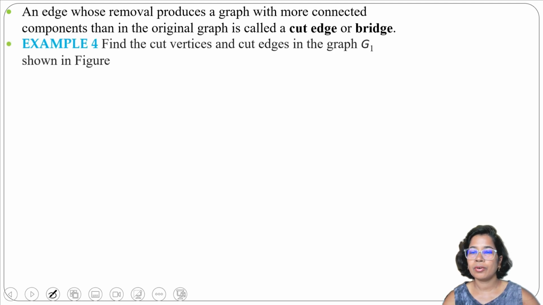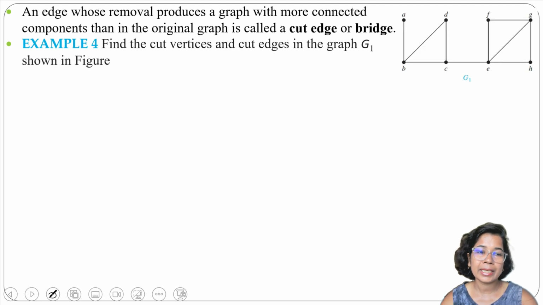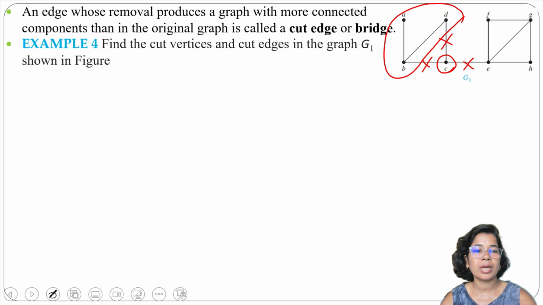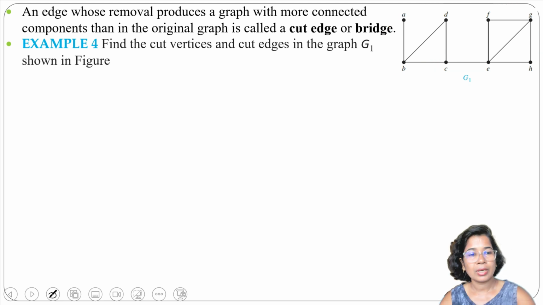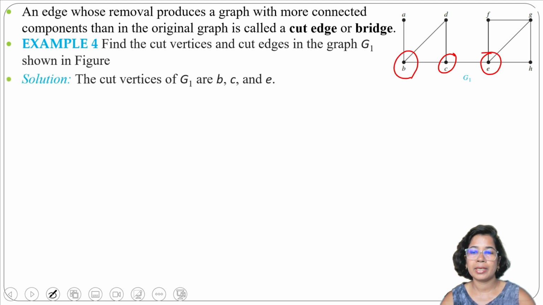Next, example 4. Find the cut vertices and cut edges in the graph G1 shown in the figure. This is the G1 graph. Here C can be a cut vertex. If we remove C and all its adjacent edges, then A, B, D will be one connected component. E, F, G, H will be another connected component. So removal of C divided this graph into two connected components. Like C, B is also a cut vertex. So here the cut vertices are B, C and E, whose removal makes the graph disconnected.